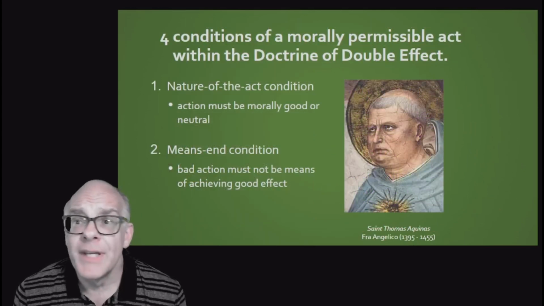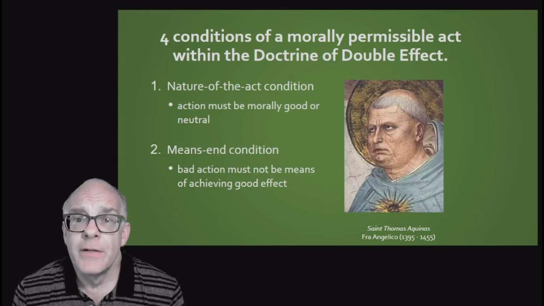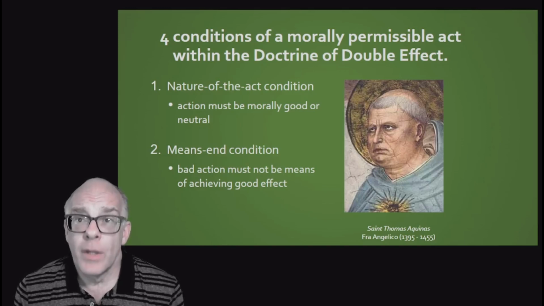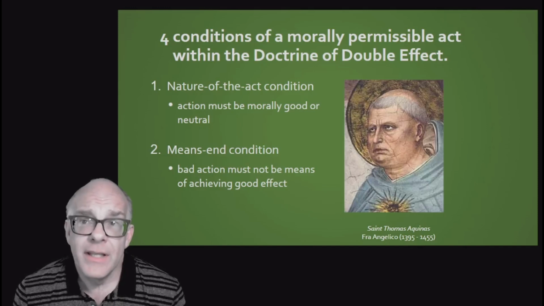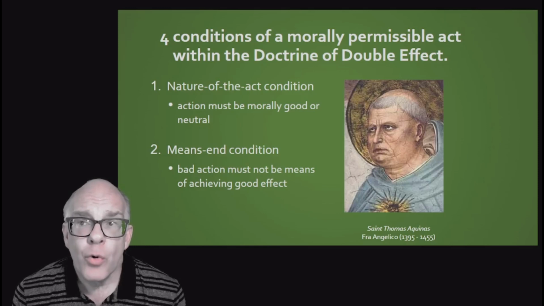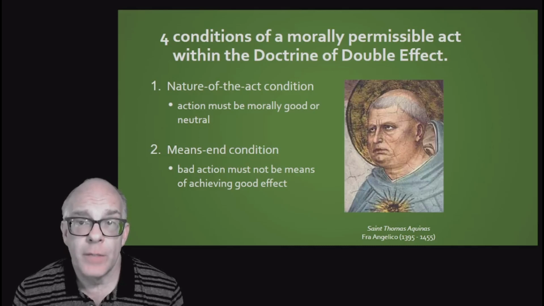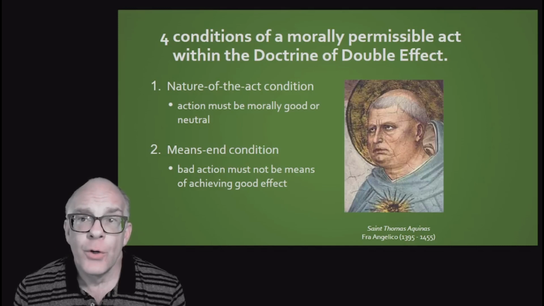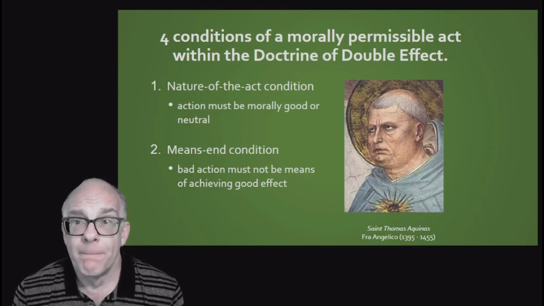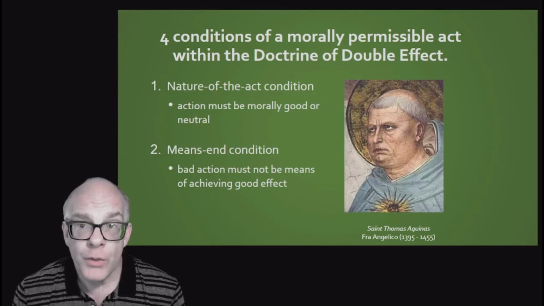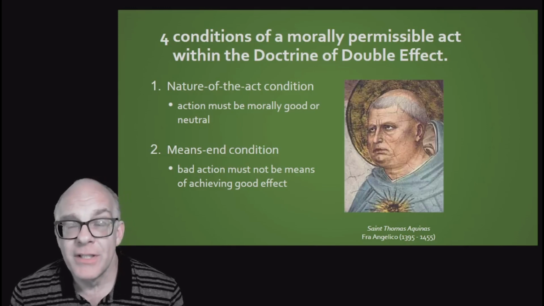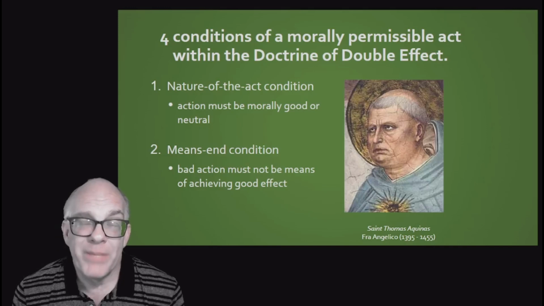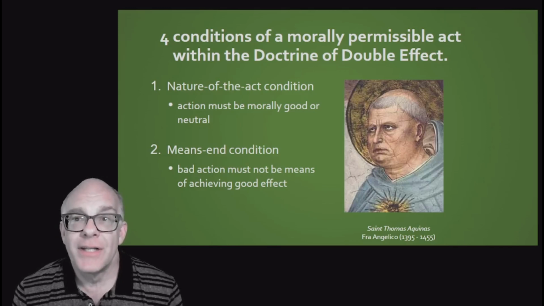So as I mentioned before, St. Thomas Aquinas is attributed for studying this doctrine of double effect. And basically, they've been able to come up with 4 conditions in which you need to consider if a morally permissible effect, the action can be occurring within this doctrine of double effect. Basically, how do you choose what it is that you're going to be doing? The first is the nature of the act condition: the act must be either morally good or neutral. And so basically, the action must be beneficial or at least not causing additional damage.